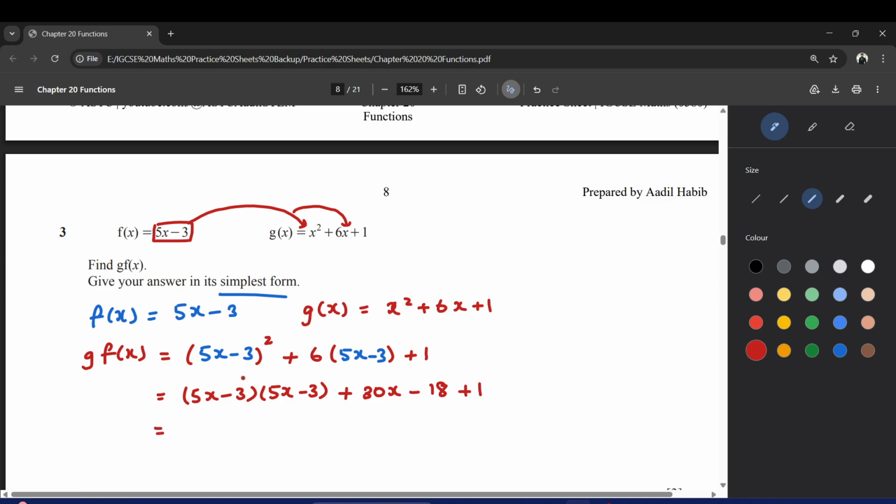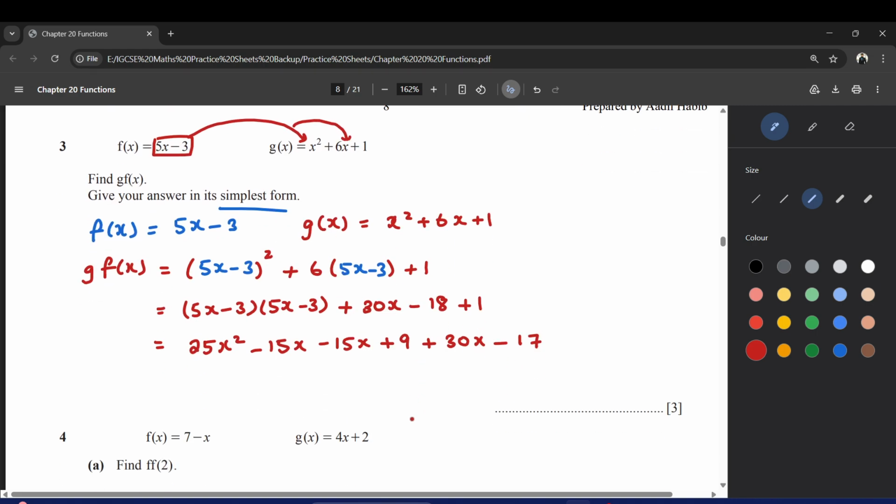Now we are going to expand the two brackets. 5x multiplied by 5x, that would be 25x squared. Then this 5x multiplies by minus 3, so we get minus 15x. Then this minus 3 multiplies with 5x, so you get minus 15x, and minus 3 times minus 3 gives us plus 9. Okay, then here we have plus 30x, and over here we had minus 18 plus 1, so this would become minus 17. Now further we have to collect the like terms and then get our final answer in its simplest form.